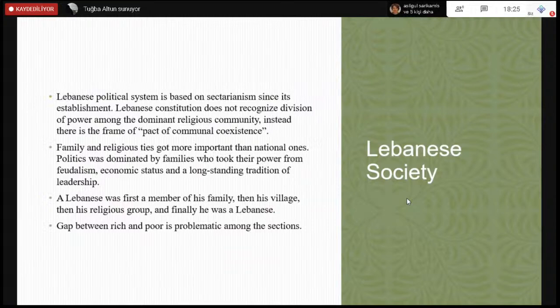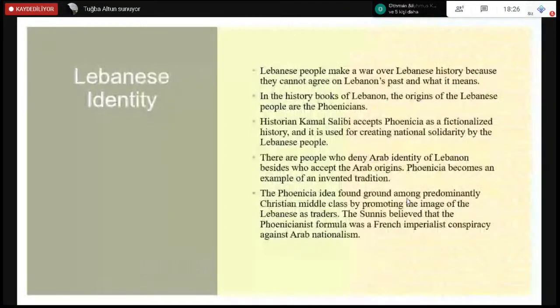Shiites mostly live in the southern part of Lebanon, which is considered an undeveloped and poor area. So Shiites lack political and economic power. When we talk about Lebanese identity, Lebanese people fight a war over Lebanese history because they cannot agree on Lebanon's past and what it means. Nationality and identity come first from history and culture. And Lebanese people have not historically identified themselves as Lebanese first. Different people attach different meanings to being Lebanese.